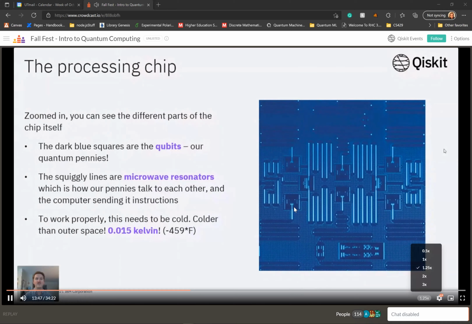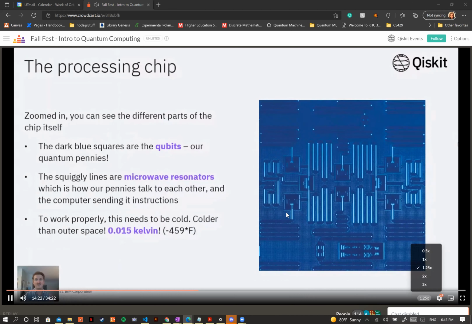So this is a zoomed in view of that chip. You can see the different parts of the chip itself here, right? Those dark blue squares, those are the qubits, or our quantum pennies. Those squiggly lines you see are microwave resonators, which is how our qubits talk to each other. That's also how our computers, like the one you're watching this on, send instructions to those qubits. For all this to work properly, it needs to be colder than outer space, or 0.015 Kelvin. Getting the system that cold allows our qubits to behave in a truly quantum way.